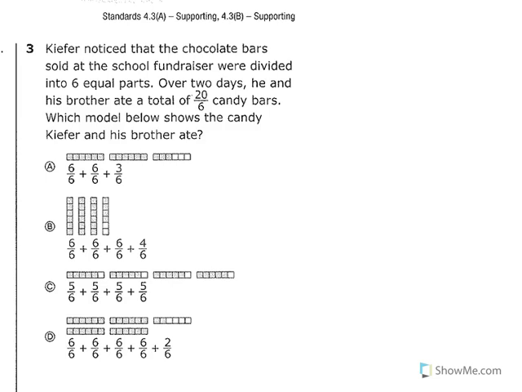Okay, question number 3. Kiefer noticed that the chocolate bars sold at the school fundraiser were divided into 6 equal parts. Over 2 days, he and his brother ate a total of 26/6 candy bars. Which model below shows the candy Kiefer and his brother ate? Go ahead and box that question in. So we're trying to find the model that shows that they ate 26/6 candy bars.